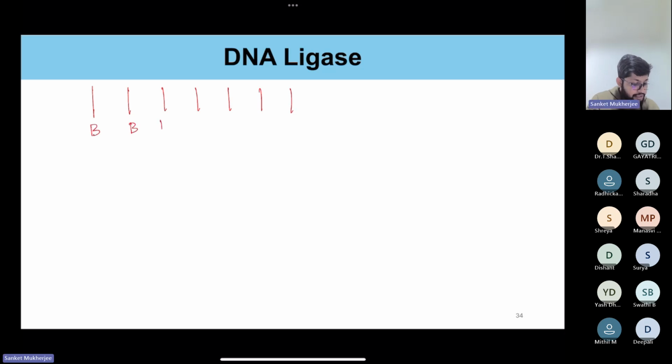These are the nitrogen bases. So the bases could be either A, T, C, or G. We all know that. And these are joined together using phosphate bonds. So this is the phosphate backbone essentially. This is one way of representation of DNA. This is not how it usually looks, but anyway, for our illustration purposes, this is fine.